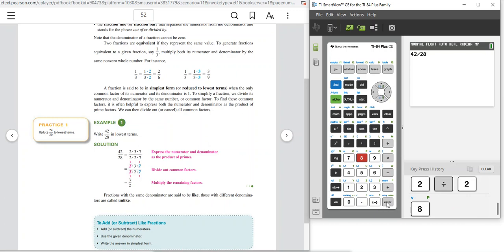Again, I'm going to hit enter and see what happens. Okay, I get 1.5. And there's nothing wrong with that. There's nothing wrong with 1.5. But let's say we wanted to have it as a fraction.